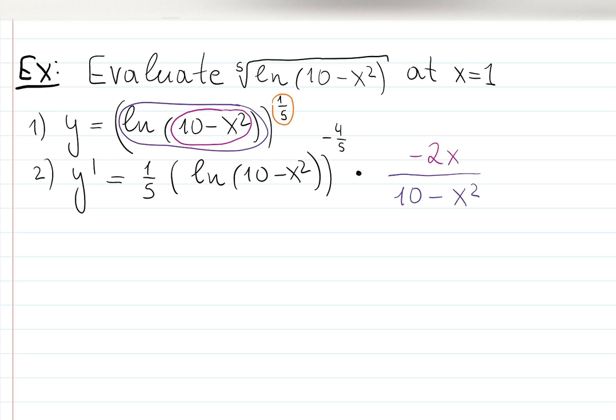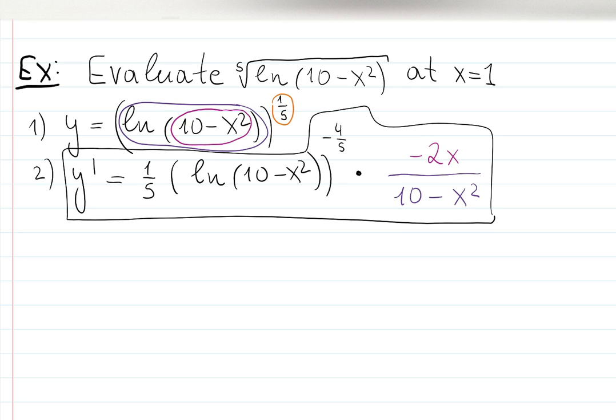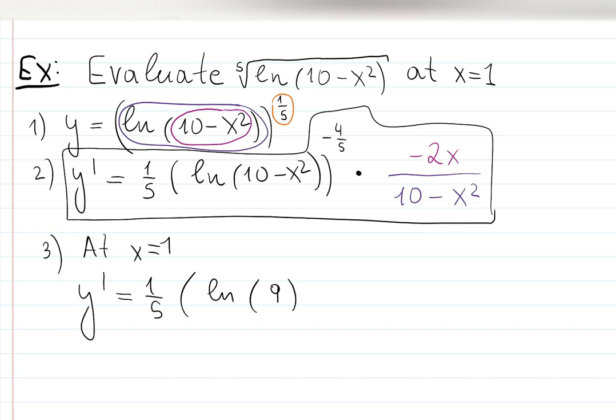Now they ask us to actually evaluate this derivative, which I just found. Here it is. At the given x. Step 3. At x equals 1, y prime becomes 1/5 ln 10 minus 1 squared is 10 minus 1, which is 9. Everything raised to the -4/5 times -2. 10 minus 1 is 9.